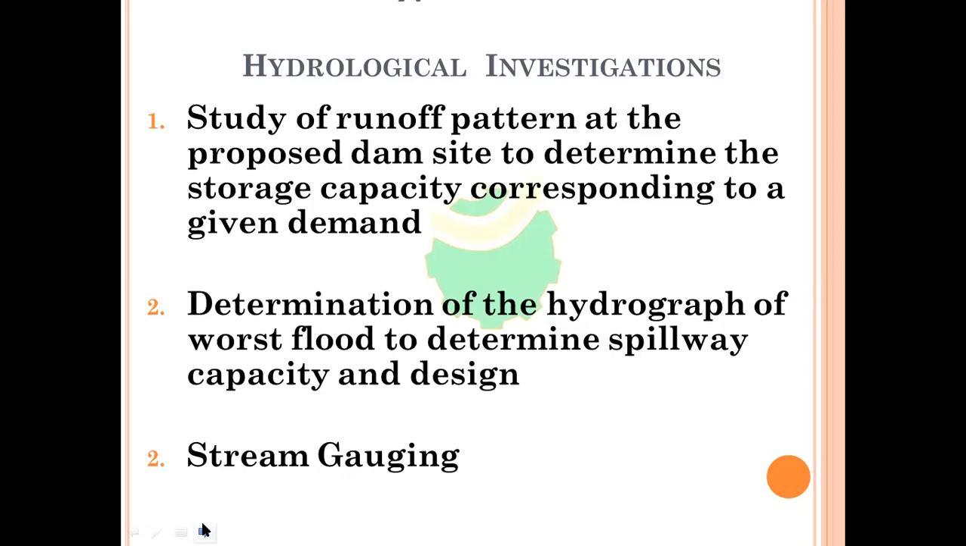All these are determined based on the runoff pattern and runoff quantity. So depending on that runoff water and runoff quantity, we decide the worst flood condition, design flood and spillway capacity and its design. Stream gauging. Along with the quantity, we must know the velocity also, because velocity will affect the sedimentation. So velocity is measured with stream gauges.